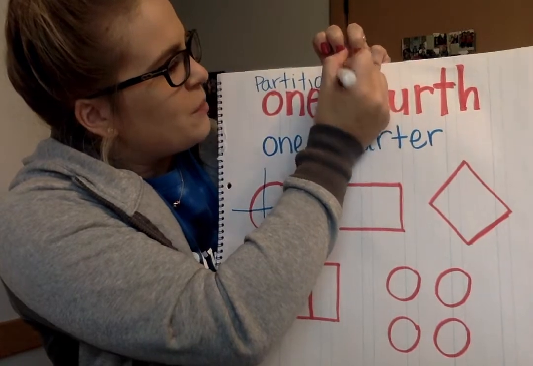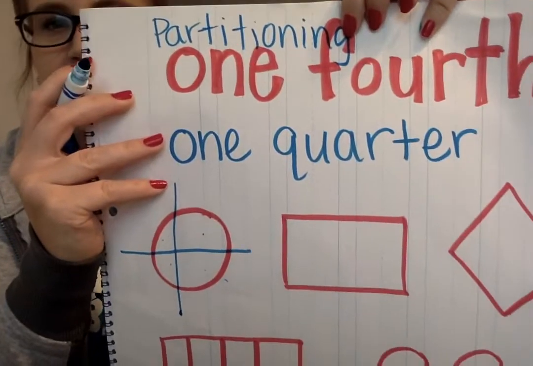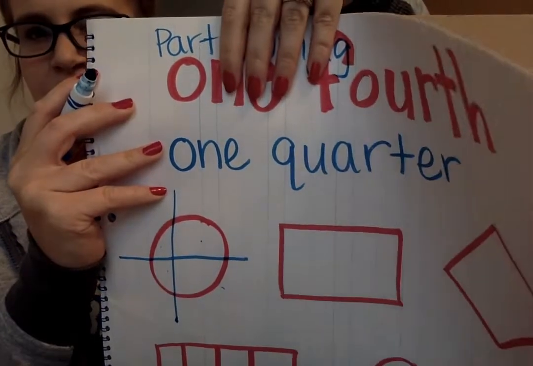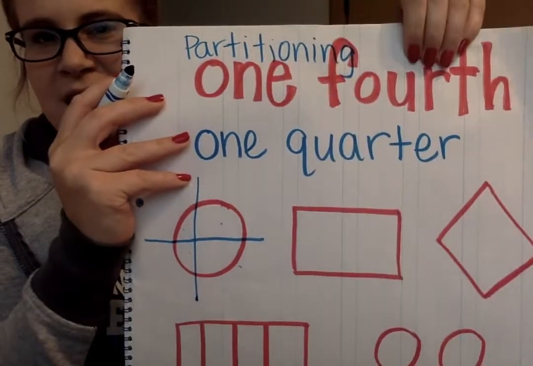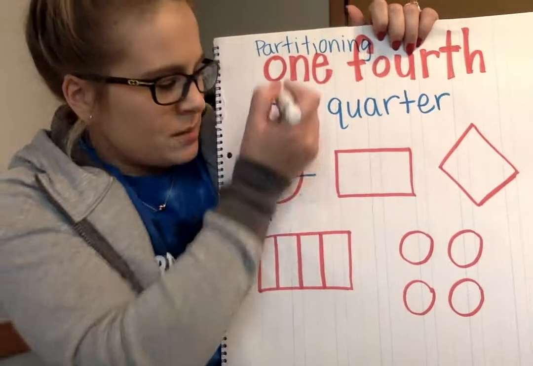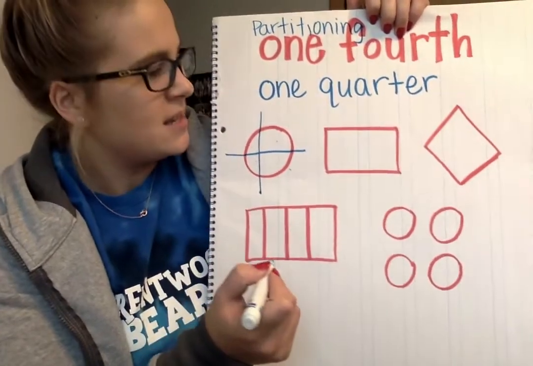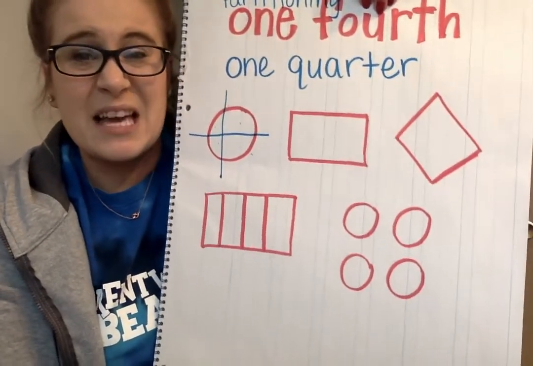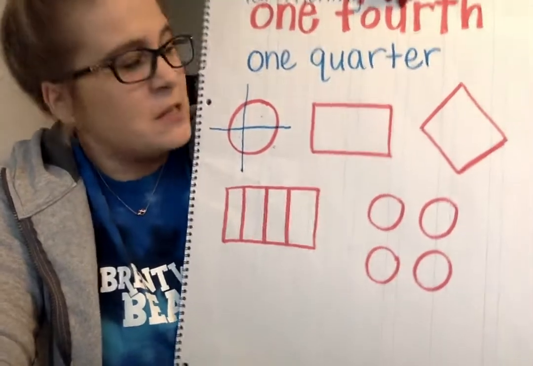Partitioning. Partitioning means to put something into parts because it has that word parts in it. I think your worksheet on Seesaw says partition. Partition just means chop it up, make lines. But when we partition it, when we make lines and make fourths, we want them to be equal.